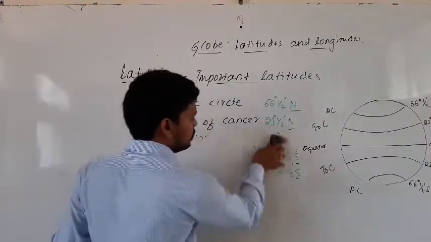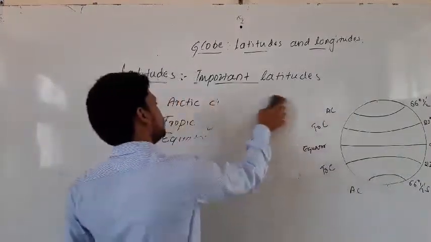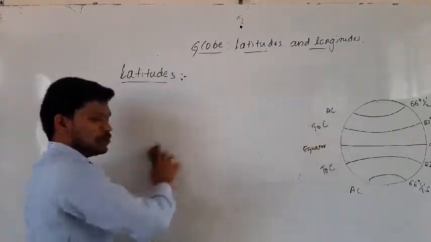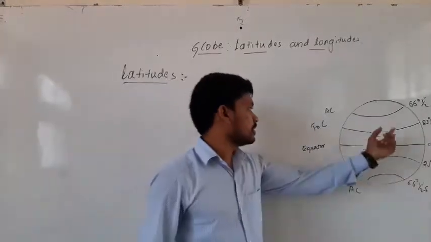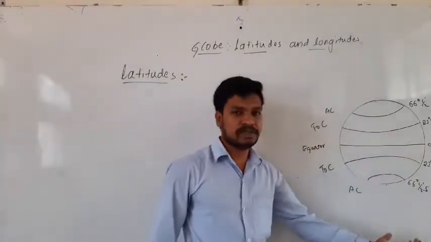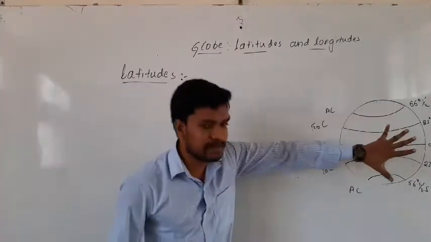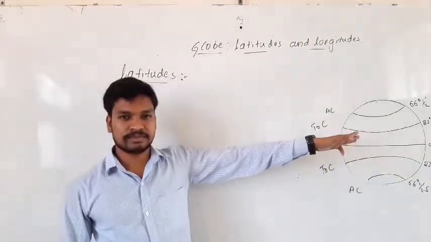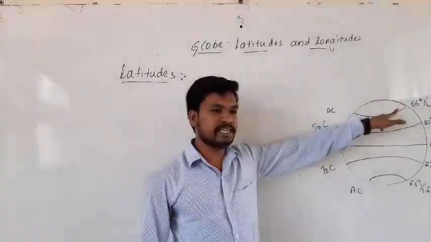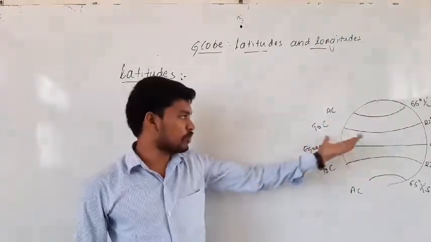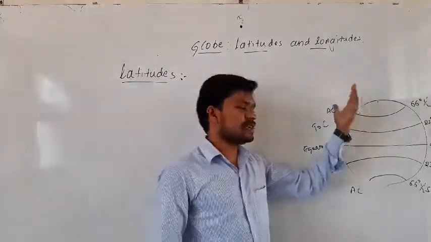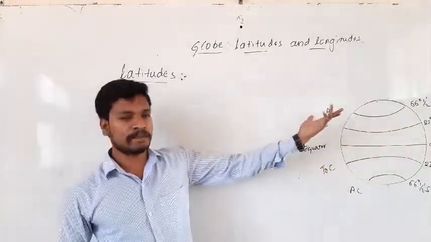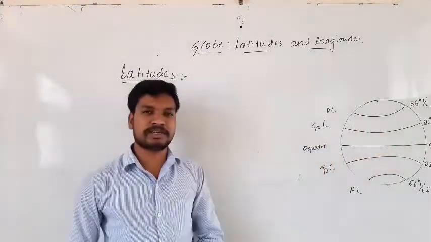So now, why do we call these very important lines, very important circles, or very important latitudes? Why have we chosen these as important latitudes: the Arctic, Tropic of Cancer, Capricorn, Equator, and Antarctic Circle? There are 180. You could have chosen 10 degrees or 50 degrees, 80 degrees. You could have given other names, like Indian Circle. Then why have you chosen only these 5 important circles?